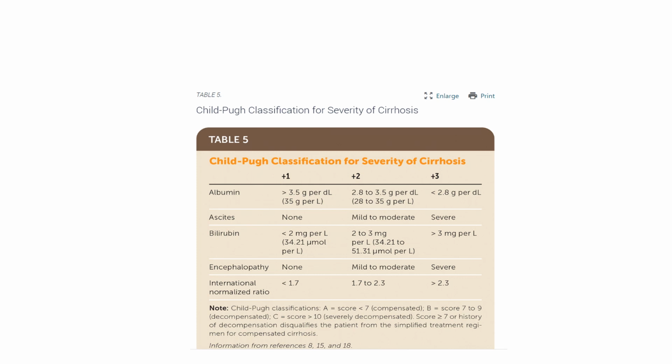So at the end of this calculation, any patient that has a score of less than 7 has a compensated liver cirrhosis. A score between 7 to 9 is decompensated, and any score above 10 is severely decompensated. So any patient with a score greater than 7 or history of decompensation is disqualified from getting the simplified regimen. So you have to refer this patient to a specialist.